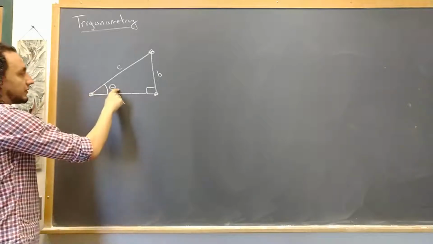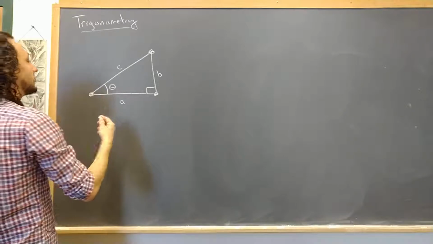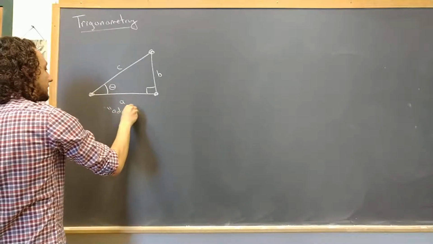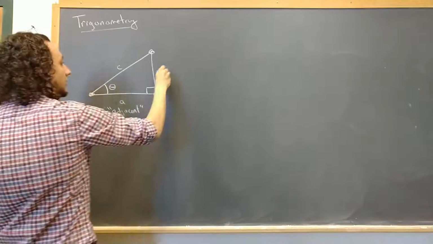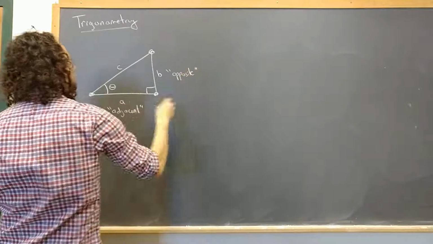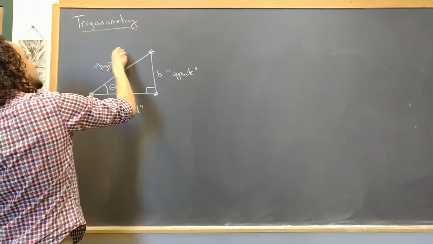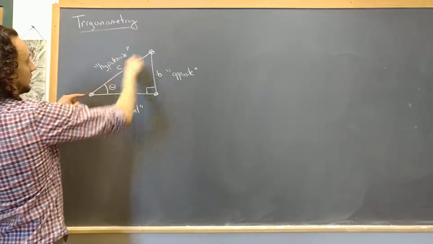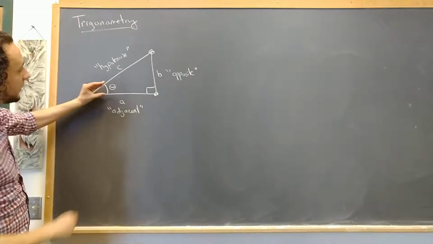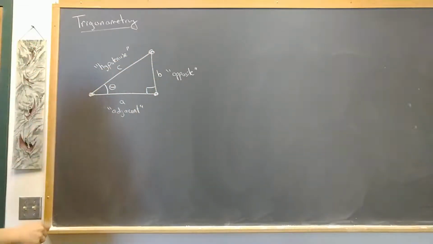Now from the perspective of this angle, I can also name these sides with more familiar names from trigonometry. This one here is called the adjacent side. This one's called the opposite side. And this one, as always in a right angle triangle, is called the hypotenuse, the longest side in a right angle triangle. So from the perspective of this angle theta, this is the opposite side, this is the adjacent side, and this is the hypotenuse.